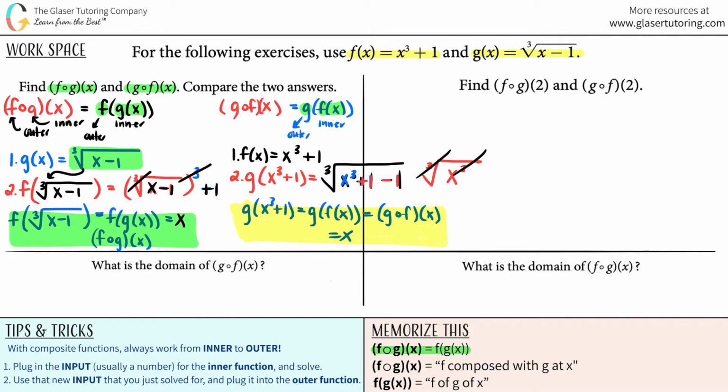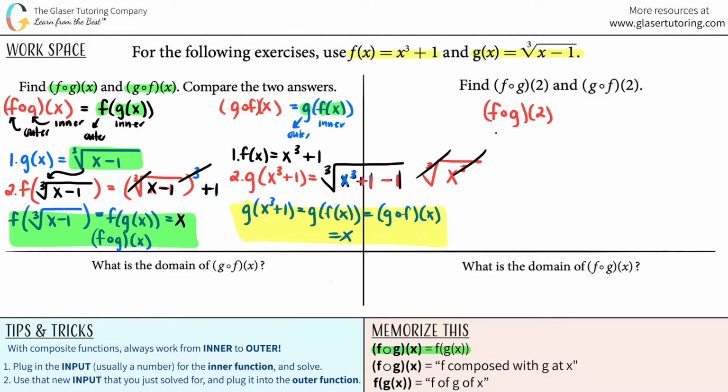So now they're actually wanting you to find out what the answer is, because we now have actual numbers. We want to find f of g of 2, or f composed with g at 2, and then g composed with f at 2. Okay, so let's do f composed with g at 2. It looks like we already found out what the overall composite function was. That's this one, right? f composed with g of x equals just x. So I'm going to write that one down.